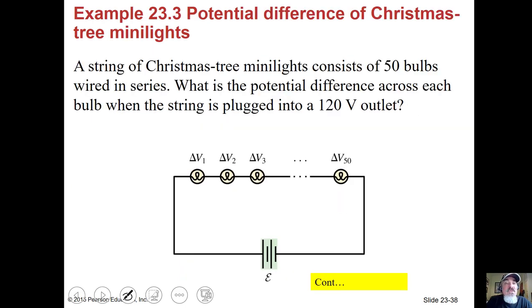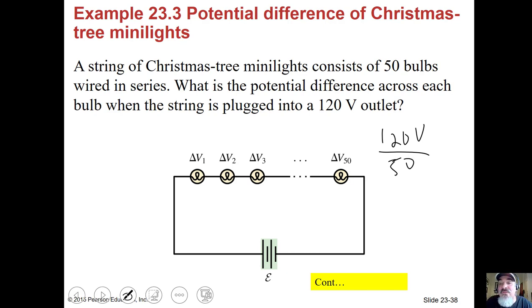Okay, so a string of Christmas tree mini lights consists of 50 bulbs wired in series. What is the potential difference across each bulb when the string is plugged into 120 volts? So if you've got 50 of them, they share the 120 volts equally. So each of them is going to have 120 volts, and we're going to have to divide it by 50, right? Each of them is using some fraction.